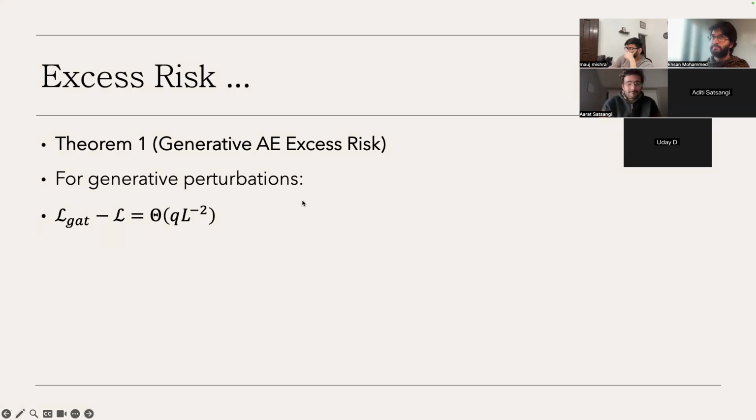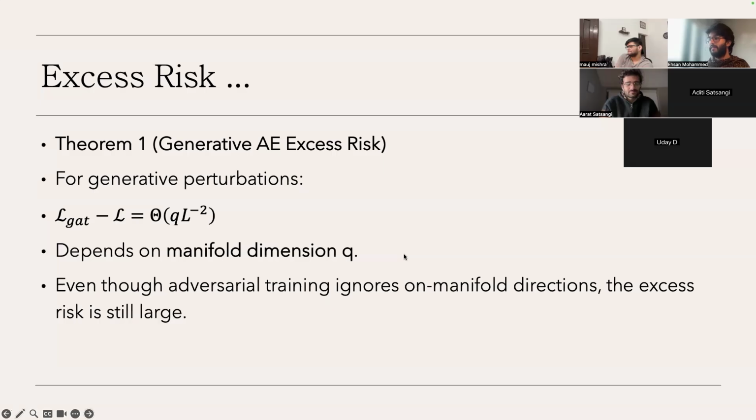nothing but theta of Q L inverse squared. Depending on the manifold dimension, this can be huge. So even though in adversarial training we try to ignore on manifold directions by a lot and only focus on off manifold directions, the excess risk is still large because of the manifold dimension. That's what they said. They have done a lot of math which I could not make any sense of, so I'm just assuming what they said to be true.